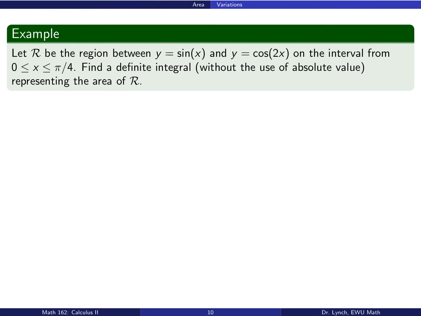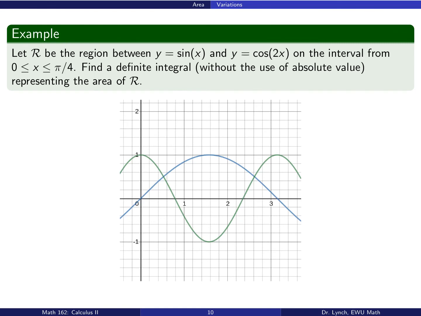So again, we'll start with a sketch of the graphs of these two functions, sine of x and cosine of 2x. Of course, the sine function is the one that starts at 0 at 0. It has period 2 pi. The cosine of 2x function is the one that starts at 1 when x is 0. And of course, because it's cosine of 2x, it has period of pi instead. So here we see those two graphs, the cosine curve in green and the sine curve in blue, and we're interested in the area between the curves on the interval from 0 to pi over 4.